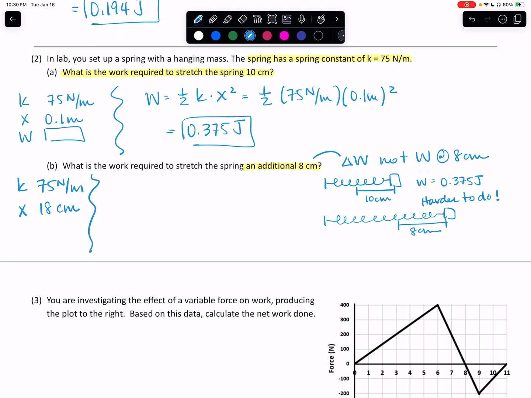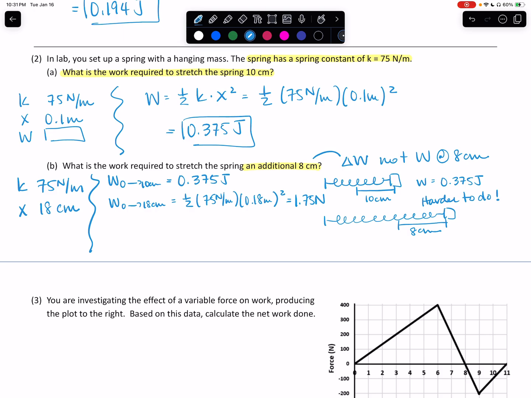The way I like to think about it is I need to figure out the work to go from 0 to 10 centimeters. I did that already in part A, so that was 0.375 joules. And then I need to figure out the work to go from 0 to 18 centimeters. To calculate that, 1/2 of 75 newtons per meter times 0.18 meters squared, and that's equal to 1.215 joules. So you can see that's a big jump from 0.375.